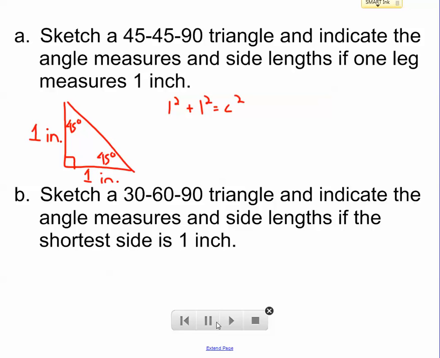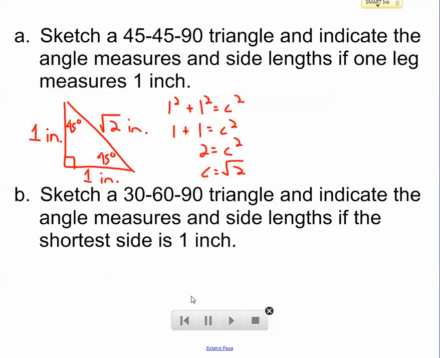Leg squared plus leg squared would be hypotenuse squared. So the hypotenuse is the square root of 2 inches. That's exact. We're not going to bother turning that into a decimal. Now, this relationship is going to be true for any 45, 45, 90 triangle. And I'll explain what I mean here in an example coming up.